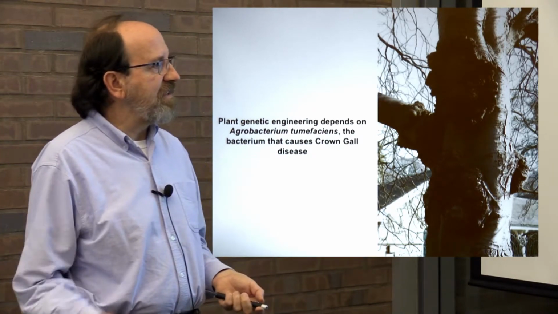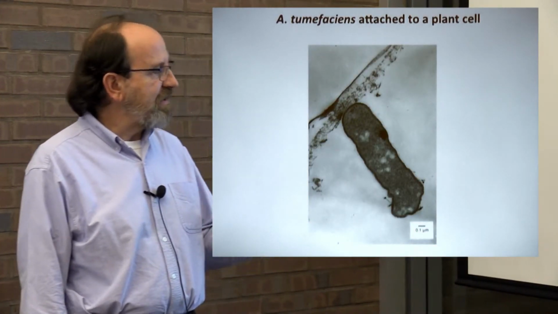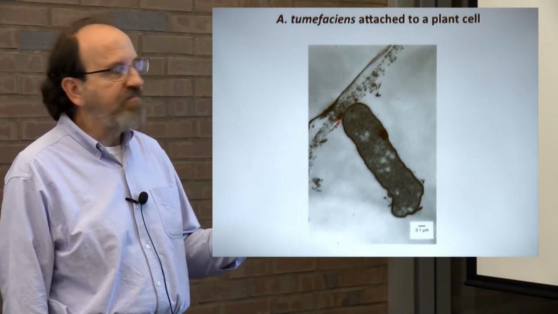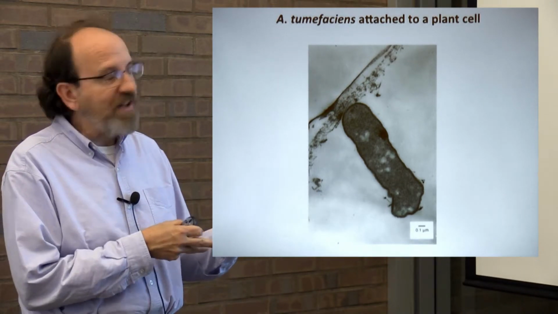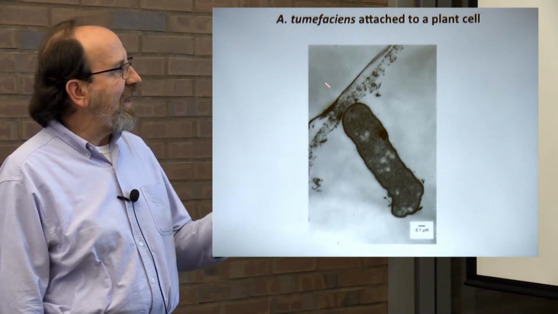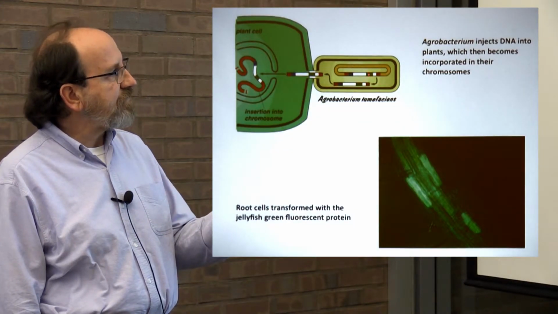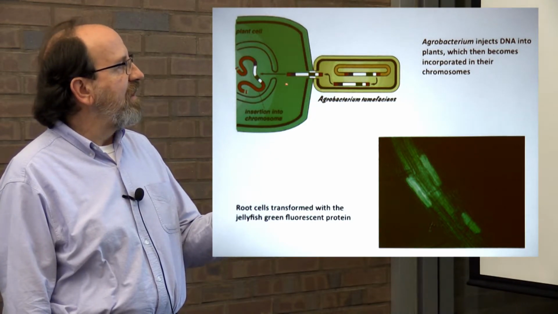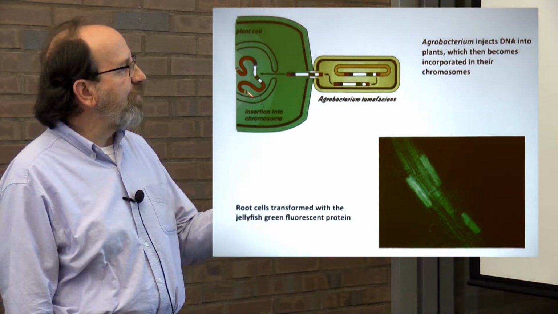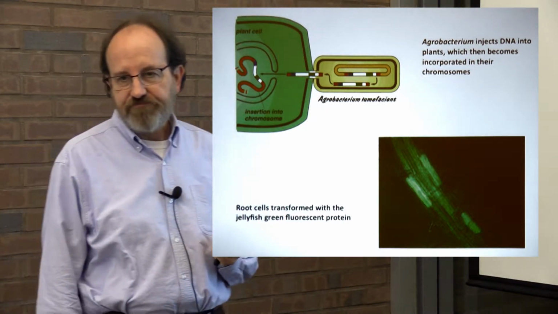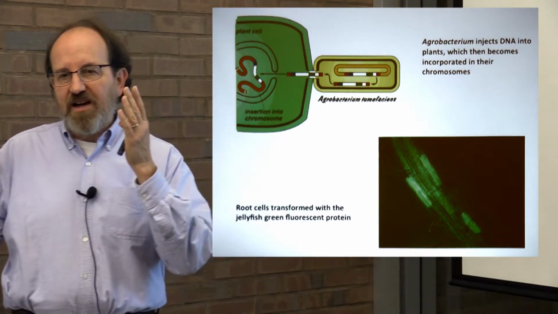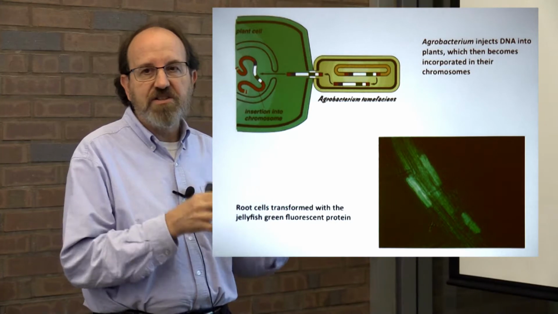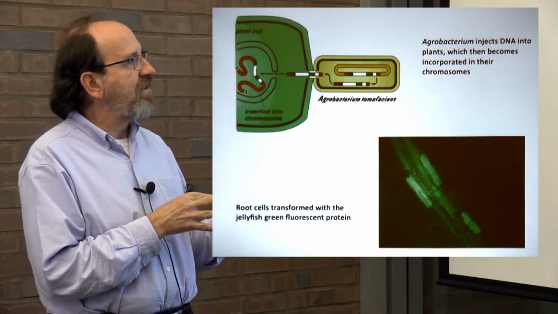What the bacterium does naturally as part of its life cycle, and this is a picture from my colleague Andy Binns, is that the bacterium attaches to the plant cell wall. So here it's basically, if you will, mating with or infecting a plant cell. And that attachment then allows the bacterium to transfer a piece of DNA from its chromosome into the plant cell, where that piece of DNA becomes incorporated in the DNA of the plant. This is a transfer of DNA from a bacterium into a plant, a transformation event that occurs naturally as part of this bacterium's life cycle.